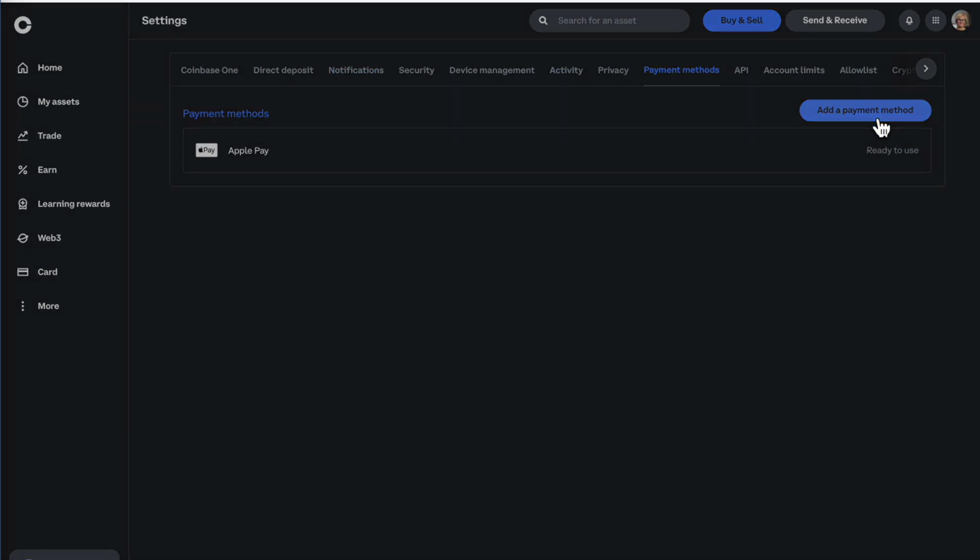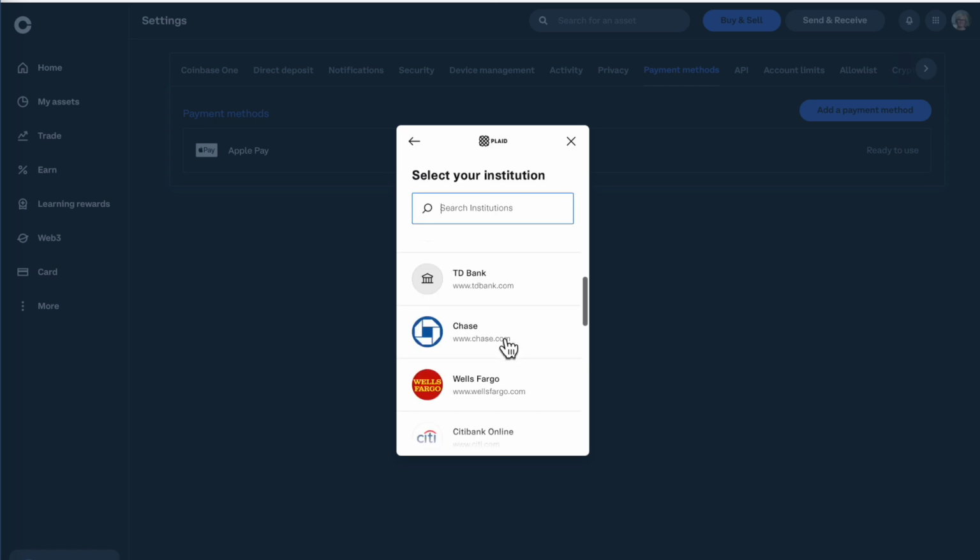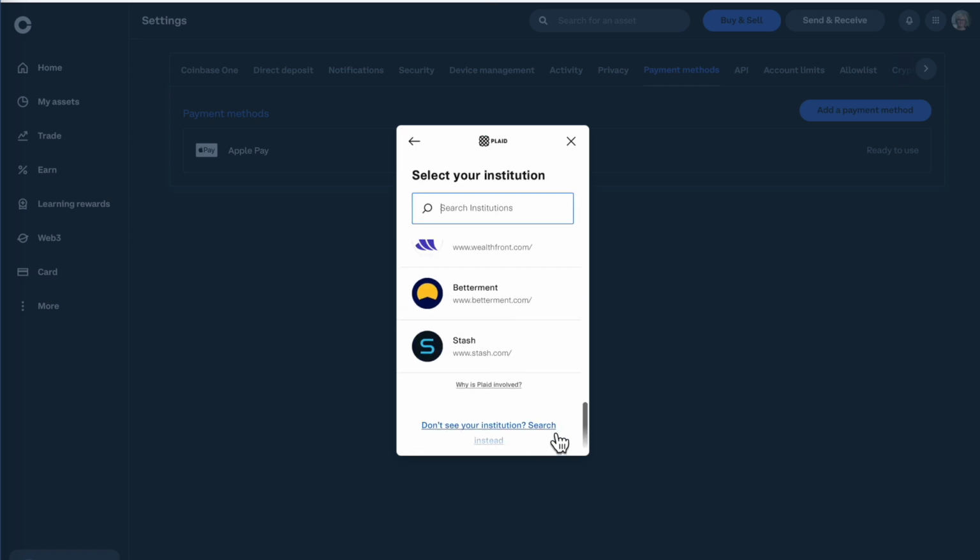add a payment method. Now the first thing it seems to want to do is connect you using this Plaid service directly to your bank account. And actually, if your bank participates in this, it's not a bad way to connect. I think typically it is without the payment of fees to do that transfer. So you can scroll through here and see if your bank is connected or search for your bank there.